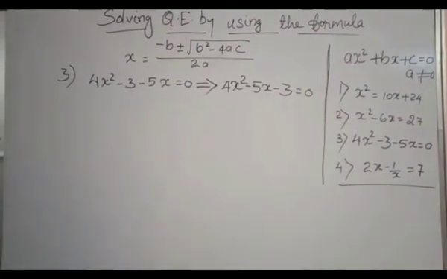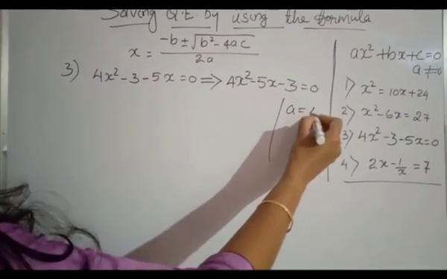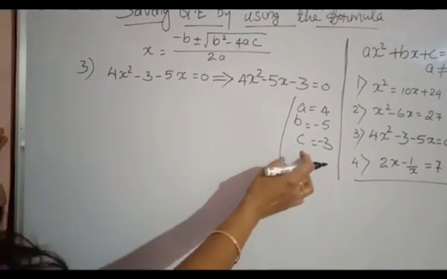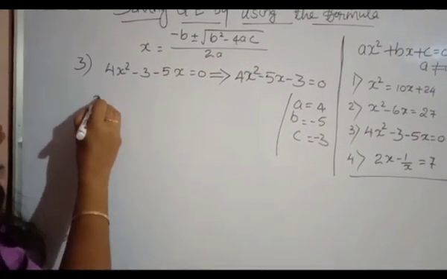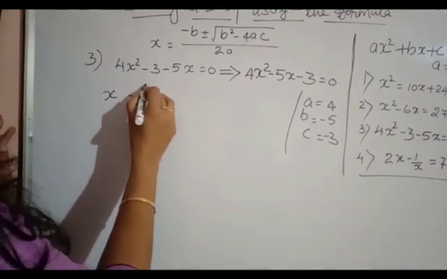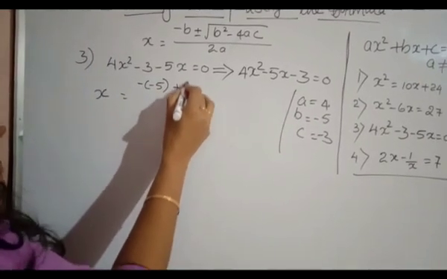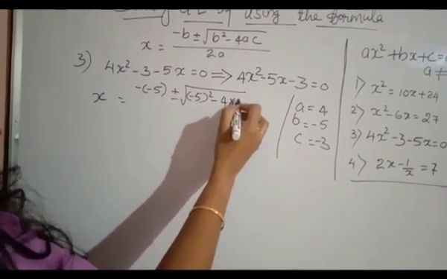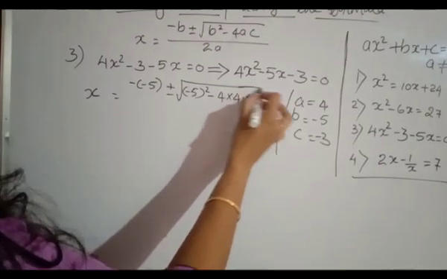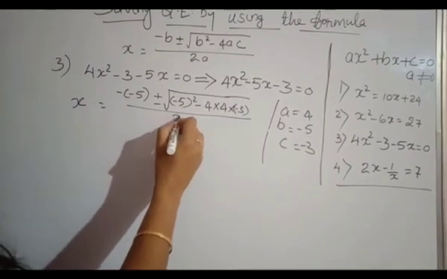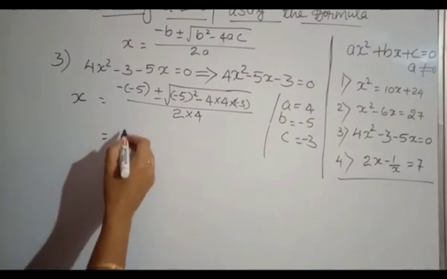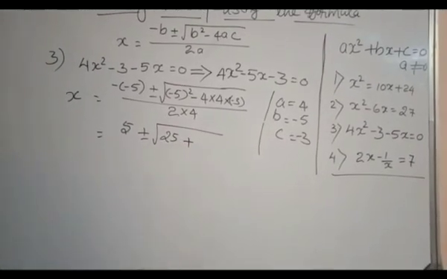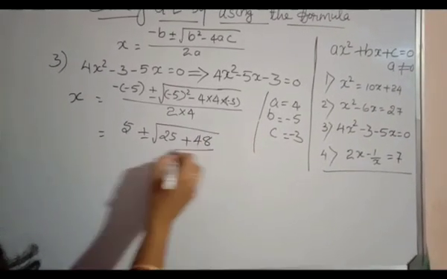Find out the values of A, B and C. The values of A, you will get it as 4, B is equal to minus 5 and C is equal to minus 3. Substitute this into the equation. You will get x as minus B, minus of minus 5 plus or minus root of B square, minus 5 the whole square, minus 4 into minus 3, whole divided by 2 into 4. So that's equal to 5 plus or minus root of 25 plus 48 divided by 8.